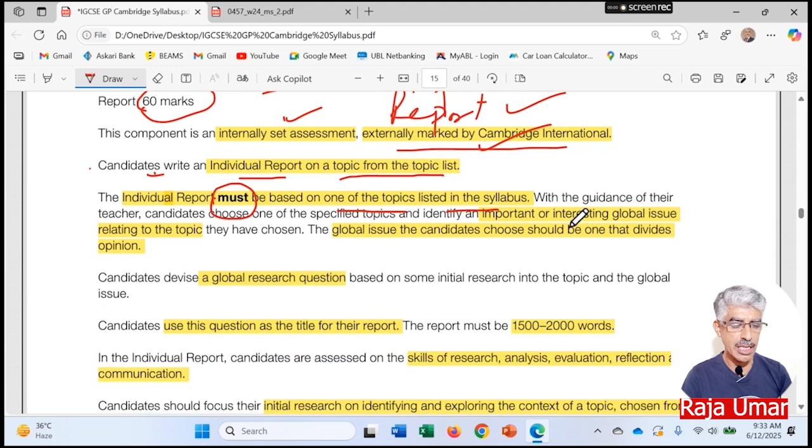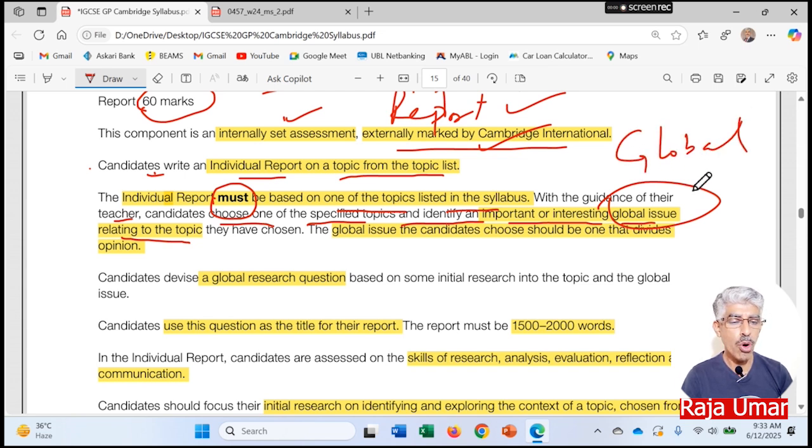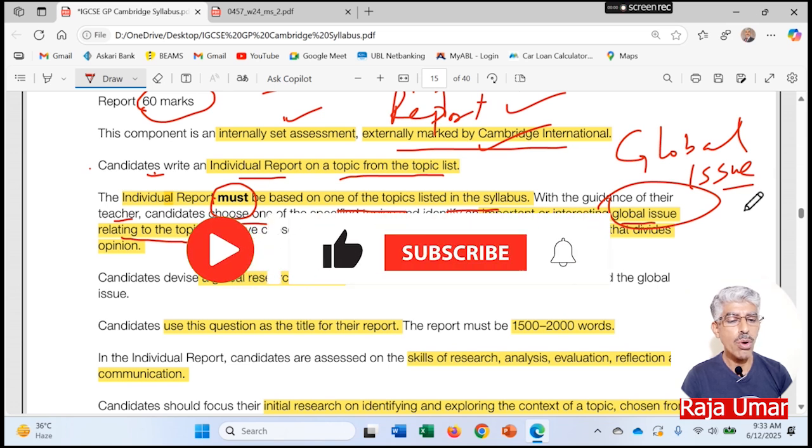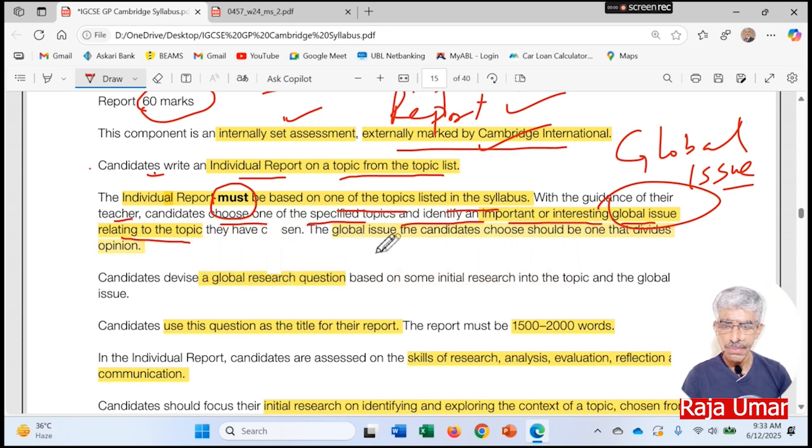With the guidance of their teacher, candidates choose one of the specified topics and identify an important and interesting global issue related to that topic. The important phrase here is global issue. It means you cannot talk about any local, personal or national issue, but you are supposed to talk about the global issue in that topic.